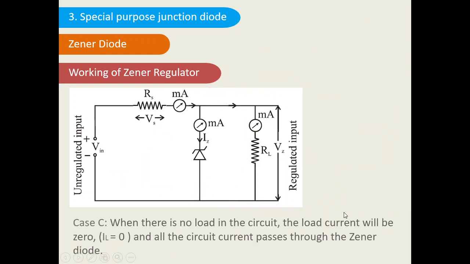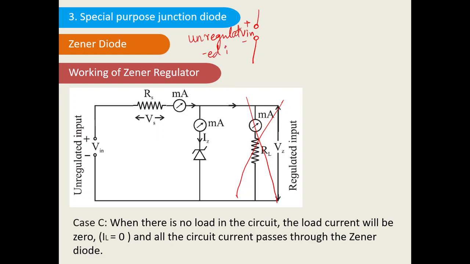The next case is case C. Case C says that if there is no load in the circuit, the load current will be zero. If this part is not there in the circuit, the circuit goes up to this much only. I can draw the circuit like this. So this is plus or minus V in. V in is the unregulated input. This case will not arise practically.